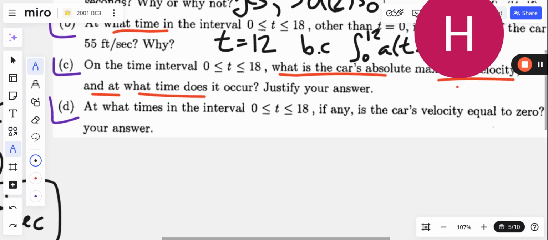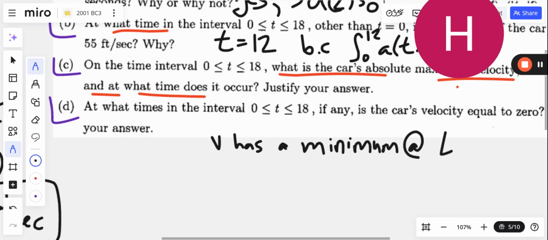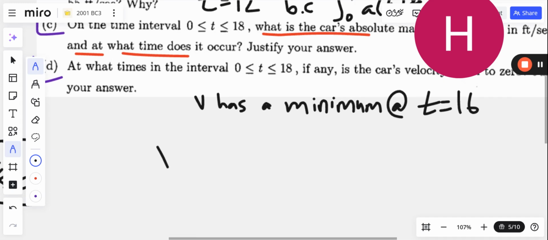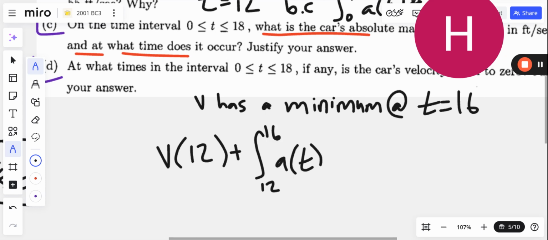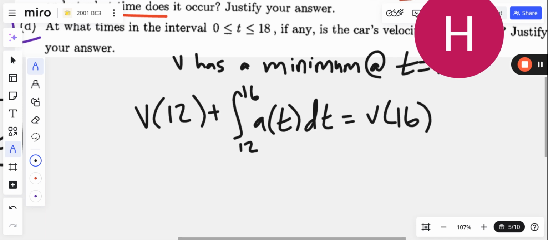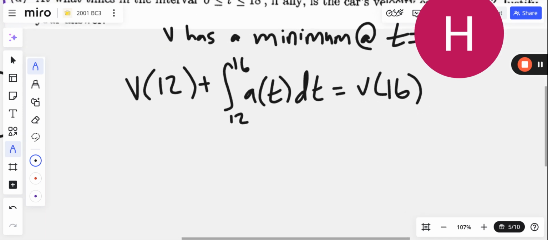So we know that v is a minimum. We haven't calculated what the minimum is yet, but we know that it has a minimum at t equals 16. So let's take v12 and let's add the integral from 12 to 16, which we keep referencing. It's some negative value. Now let's actually find out what it is, and that's going to be equal to v16. And if this is not less than or equal to 0, then it's never going to reach 0. So we have 55, that's v12, plus this integral from 12 to 16.